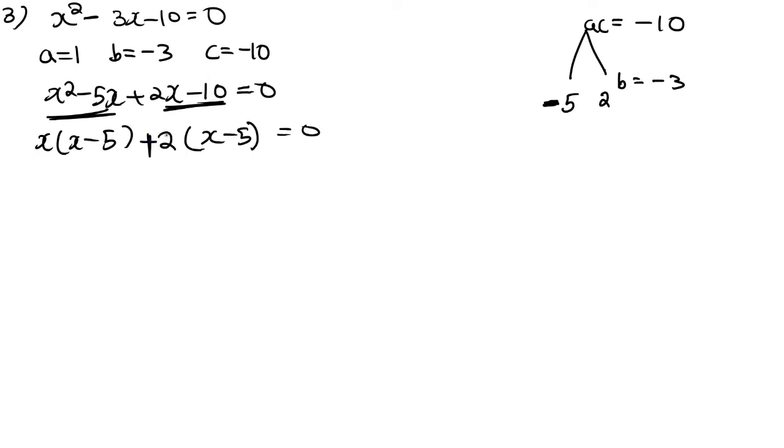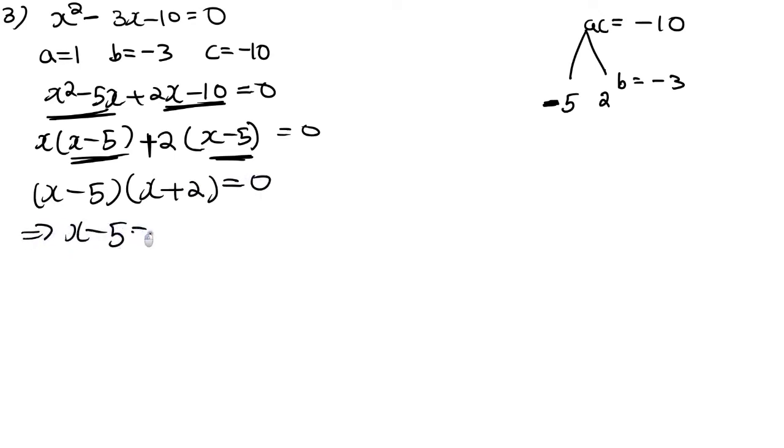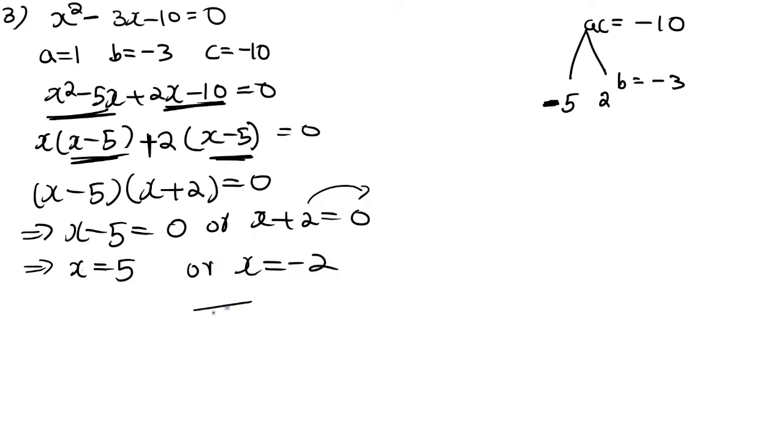Okay, so here you can take 2 outside. So what will you get? 2x minus 2 into 5 is equal to minus 10. So here x minus 5 is there, here x minus 5 is there. Take x minus 5 outside. The remaining term is x plus 2 equal to 0. This implies x minus 5 equal to 0 or x plus 2 equal to 0. This implies x is equal to plus 5, right? If you take minus 5 to the right hand side, you get x equal to 5, and x plus 2 equal to 0. Take 2 to the right hand side, x value is equal to minus 2.